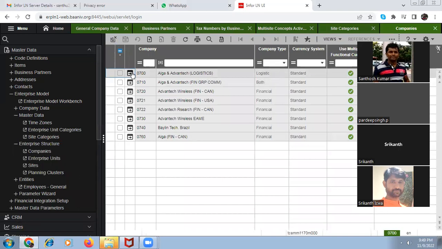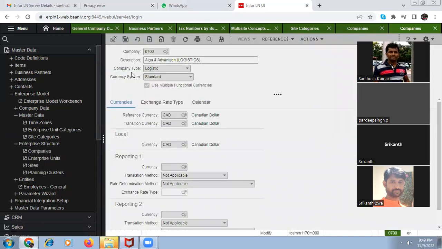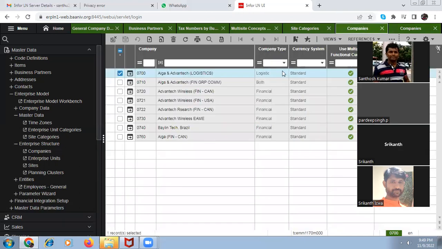For companies, whatever we discussed earlier, we need to create the companies with some kind of data. This is mainly needed for financials only. So the company type is either logistic, financials, or both. The 700 which we discussed till now is a pure logistic company. There we do not see any financial things at all. But 710 is for both, and 720 and the rest are all financial companies. If you see the names, it is Financial Canada, Financial US, and Financial Canada again. So there are two companies for Canada and one for US, but they definitely have one company for each country.